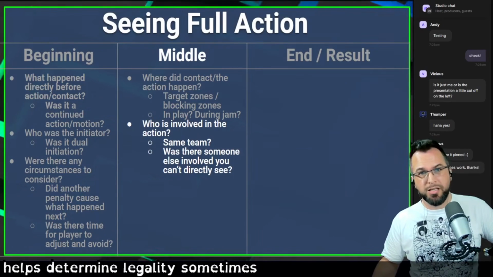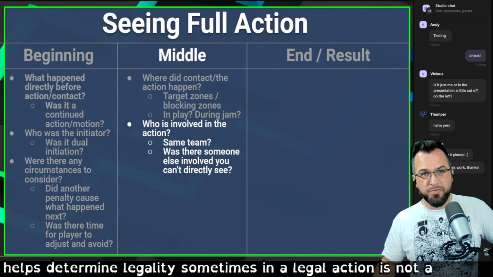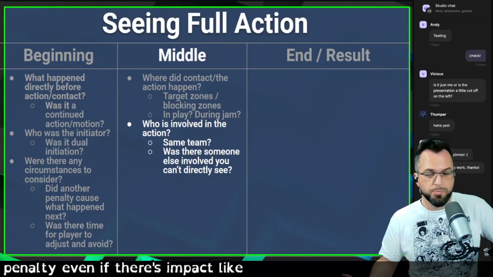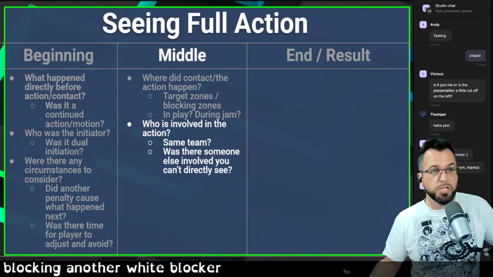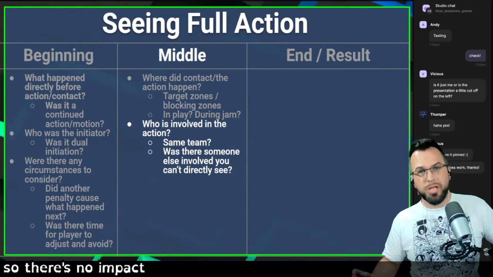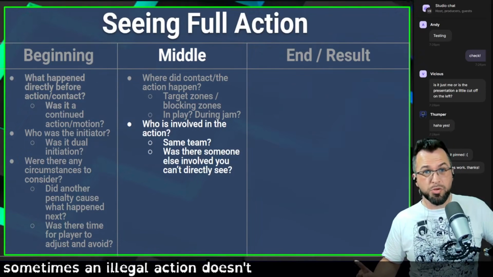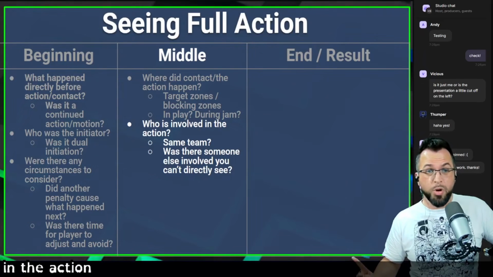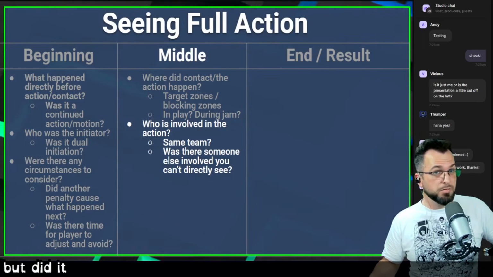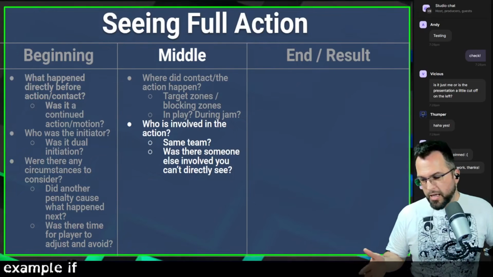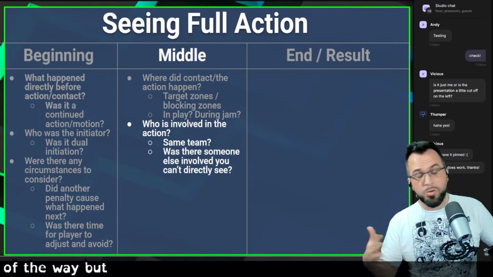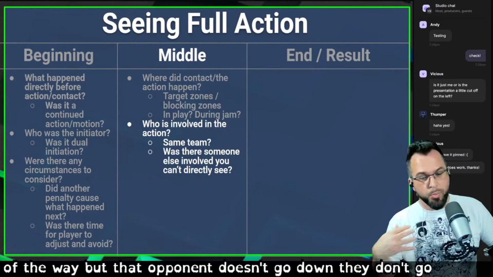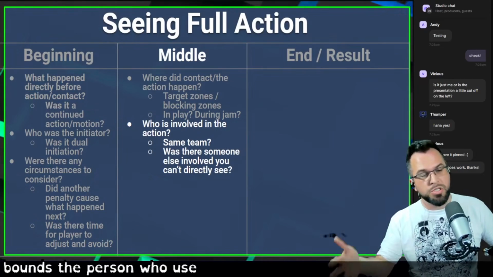Sometimes an illegal action is not a penalty, even if there's impact. If it's a white blocker back blocking another white blocker, that's illegal, but it's the same team, so there's no impact. Sometimes an illegal action doesn't benefit people directly involved in the action, but did it impact a teammate? Or did a non-initiator draw a cut?